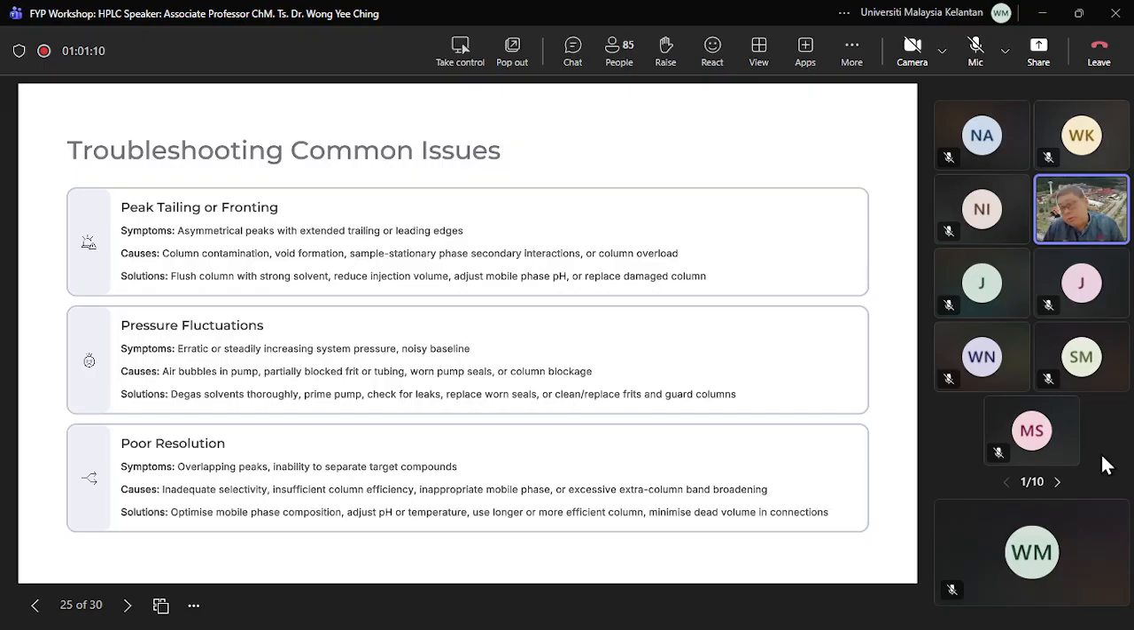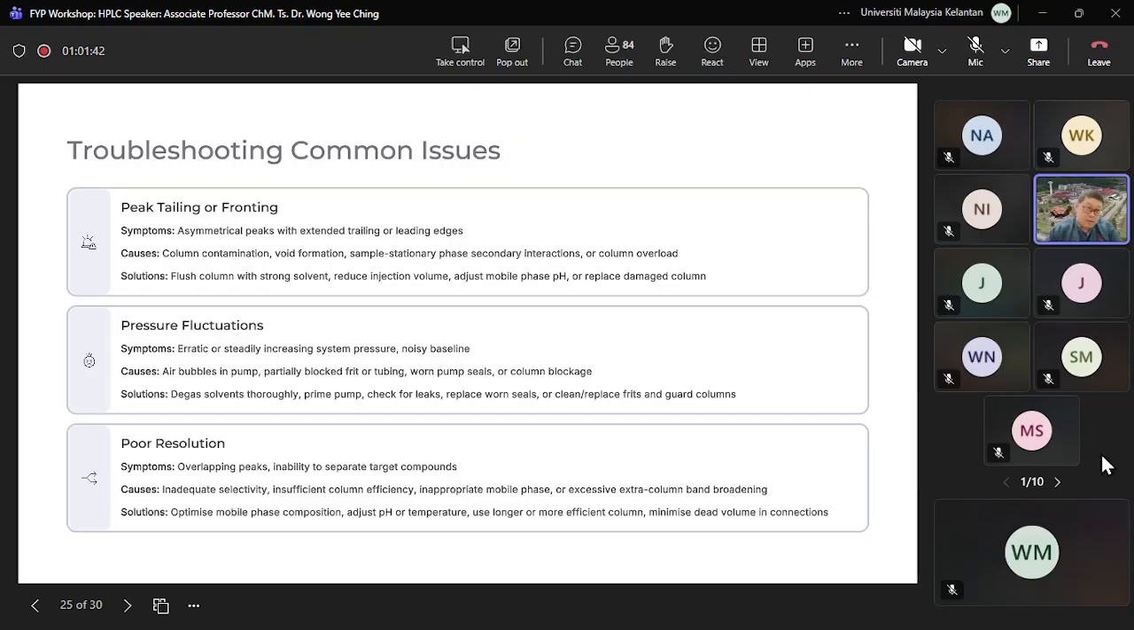So what do you need to do if you have this type of cause? The solution is you need to flush your column with a strong solvent, and then reduce injection volume or adjust the mobile phase pH, and replace the column if it is damaged. Most of it is cracked, which will also give you such a chromatogram, on the peak tailing.